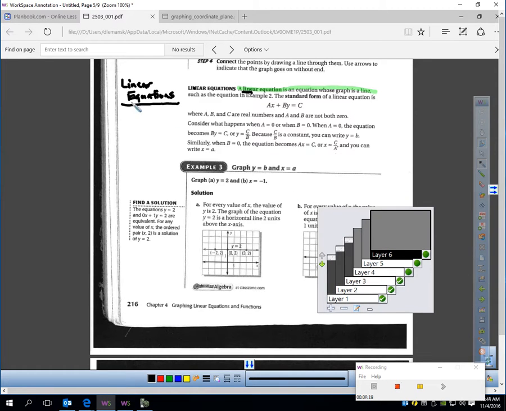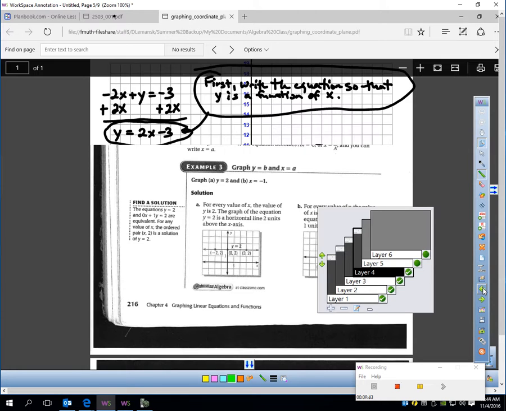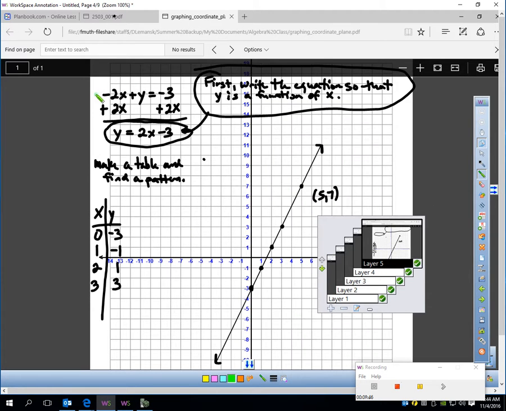Now linear equations come in 3 forms. One form is called standard form, and you see an example of standard form. I'm going to highlight it right now in green. It's right here. An equation that looks like this is in standard form. So if you look at the previous problem that we worked on, let me go back one slide and look at that previous problem. Do you notice how this problem right here started off in standard form?